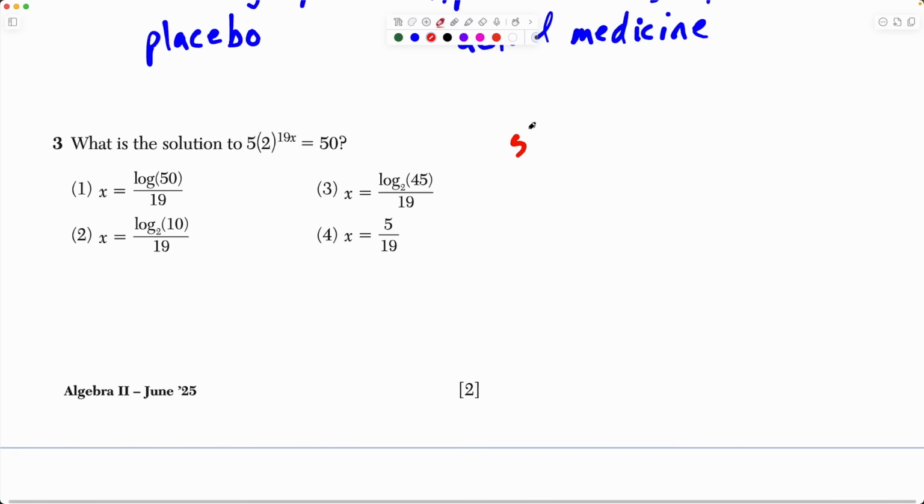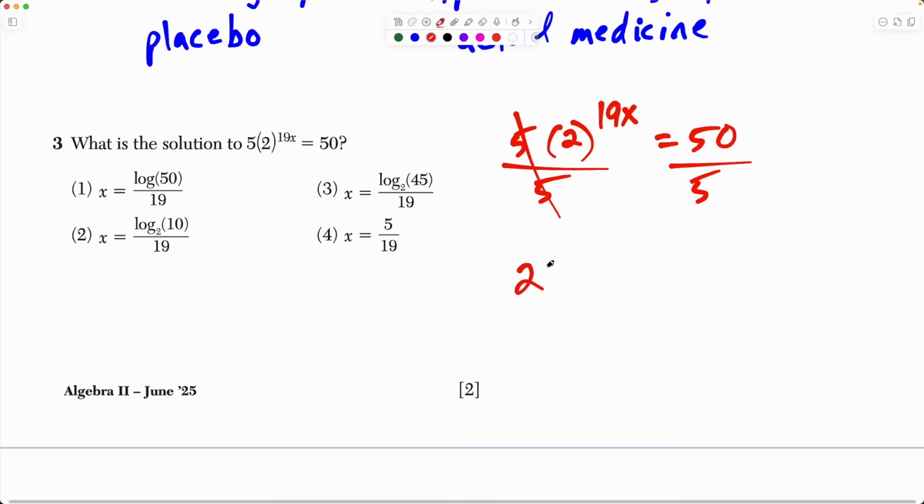Question 3, what is the solution to 5 times 2 to the 19x power equals 50? For this one, I'll do this with and without a calculator. First, I'll just do this algebraically. I write this equation out here, and the first thing I would do is divide both sides by 5. Now we're going to have 2 to the 19x power equals 50 divided by 5, which is 10.